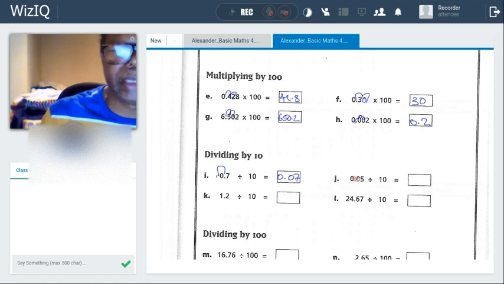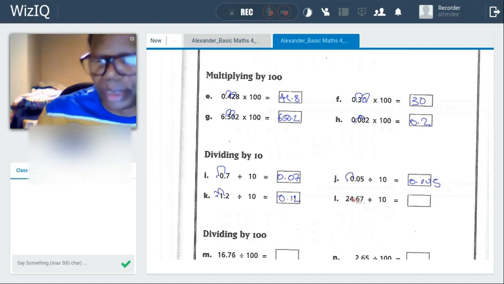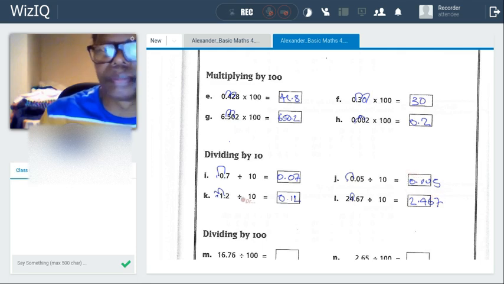This one here is here. So we're going to move to the right, so to the left. So it's going to be here, which means now it's 0.005. This one is going to be 1. So the decimal point is here, so it's going to be 0.12. The next one is going to move from there to here, so it's going to be between 2 and 4, so it's going to be 2.467.